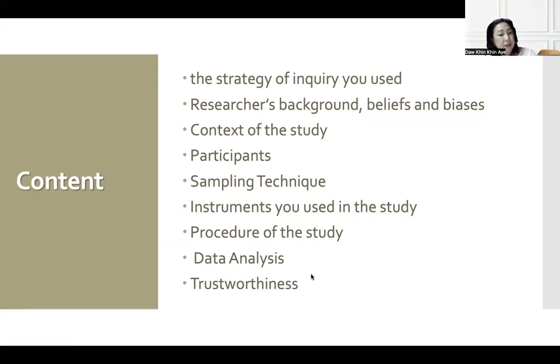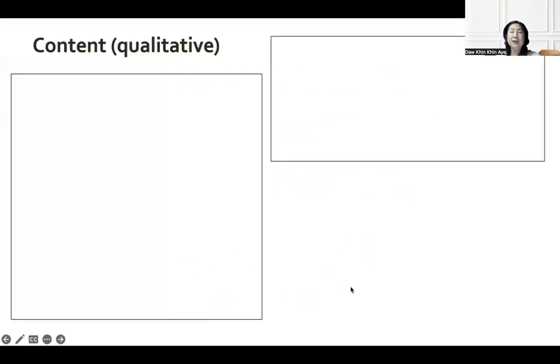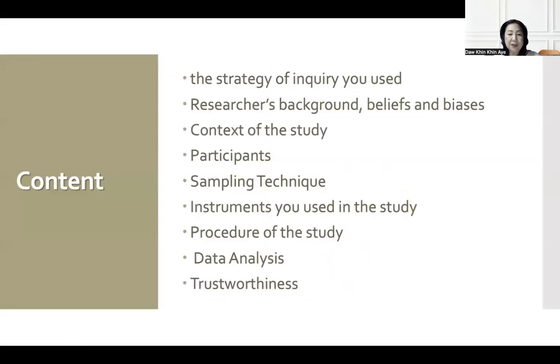And who are the participants? The sampling technique, how the participants were recruited. The instrument you use in the study, whether you are using interviewing or observation or anything like that, and the procedure of the study. You need to indicate the chronological order of all the actions and everything that your participants or you went through. And then data analysis, and here we do not use reliability and validity, we use trustworthiness.